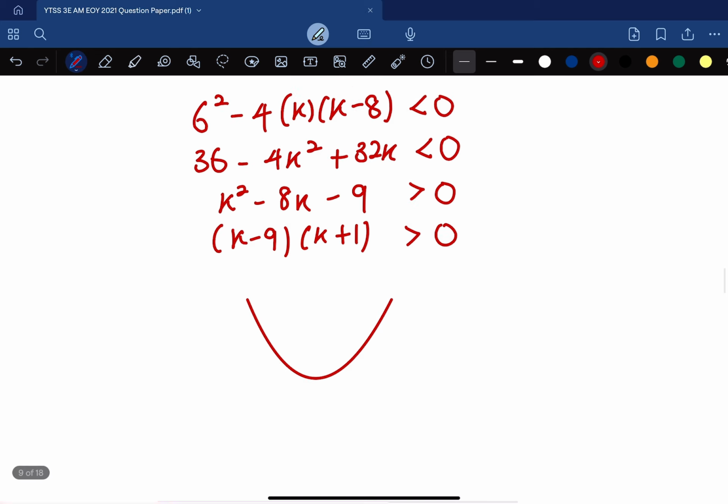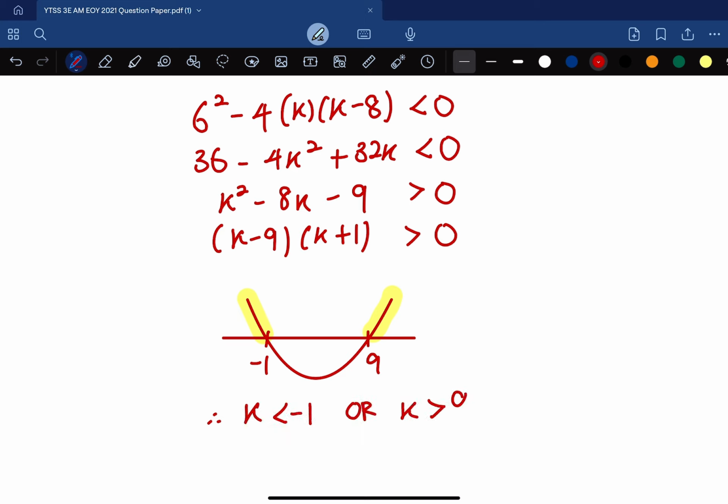Okay, so therefore, if I draw this sketch, I know that the intersection points are negative 1 and 9, and I want the part of the graph that is above the x-axis, which is here and here. So in this case, I know that k must be less than negative 1 or k must be more than 9.